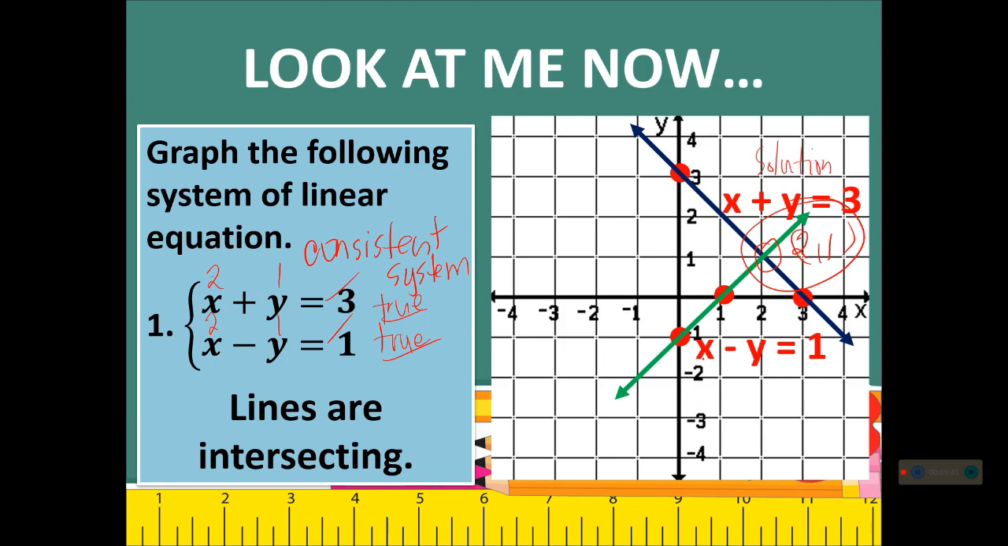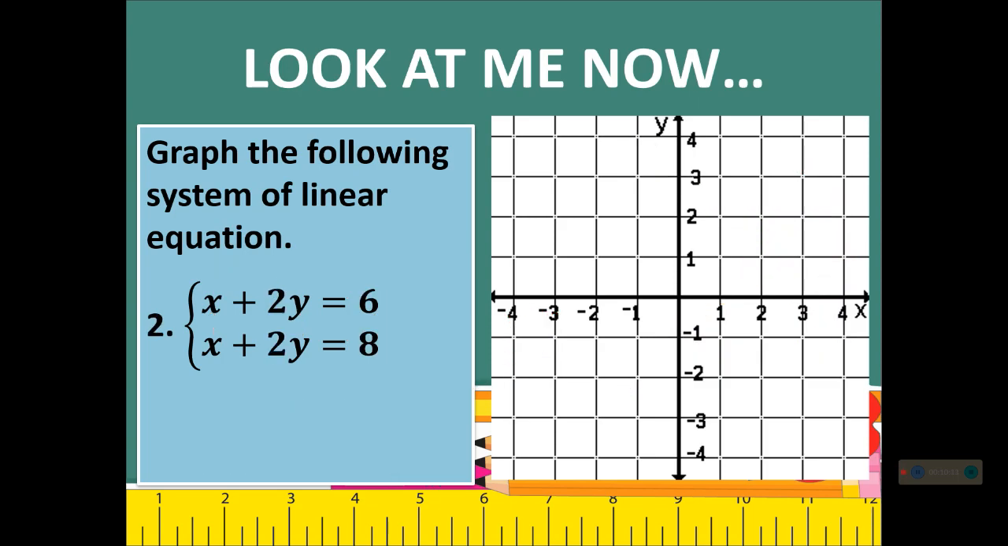Since we have here the graph which are intersecting lines, in the consistent system, you have to take note that there is exactly one solution. Okay? Exactly one solution, because that is only the point of intersection of the two graphs. Okay? Question in the first example?